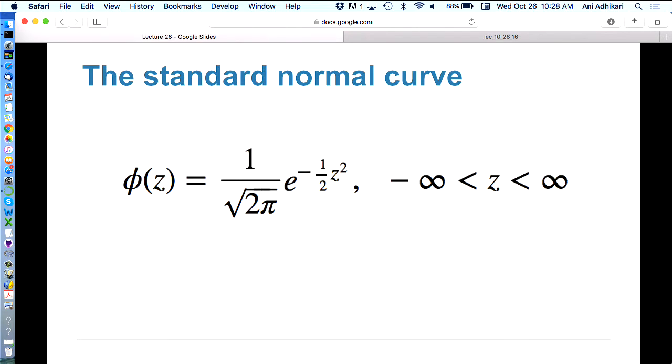Yes? All right, notice also that I'm calling my given variable z. It's a function of z squared, all right? So if you look at z equals plus 2, you'll get some value. If you look at z equals minus 2, what value will you get? You'll get exactly the same. So symmetrically on either side of 0, you have the same value. This is a symmetric curve.